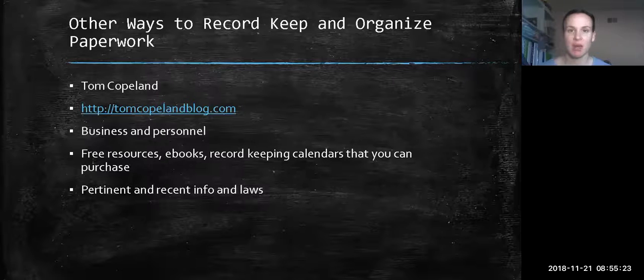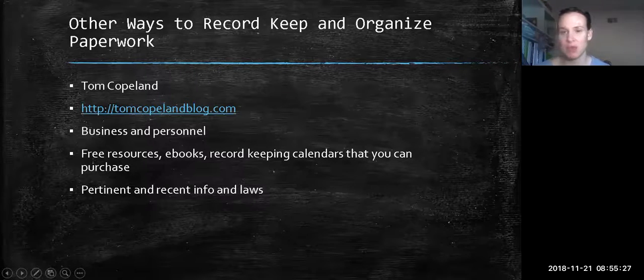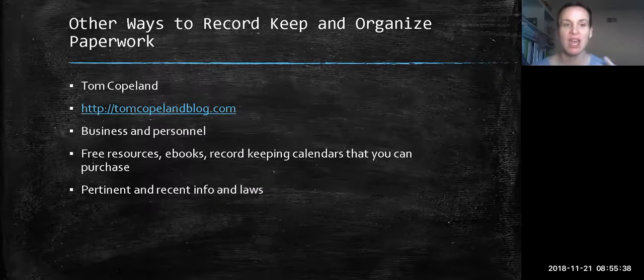Other ways to do this that I love, so Tom Copeland, I think I've talked about him before, but he is an FCC guru. If I was to name one person who has written lots of books and supports FCC providers, it would be Tom Copeland. So he has his own blog. He posts regularly with great information.